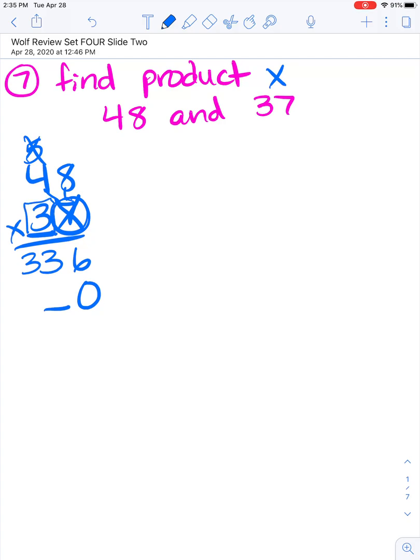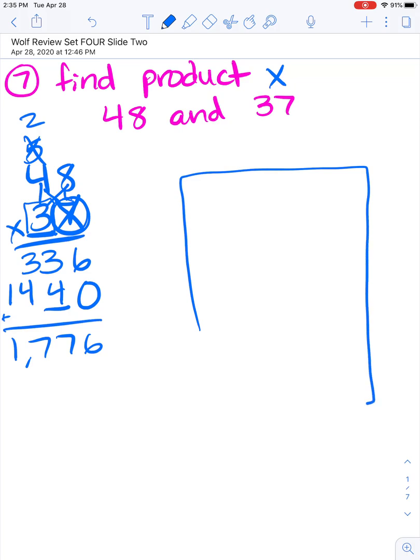Now I'm going to take my tens times my ones and my tens times my tens. Tens times my ones is 24. My tens times my tens is 12 plus 2 is 14. These are my partial products that I'm going to add, and I get 1,776.